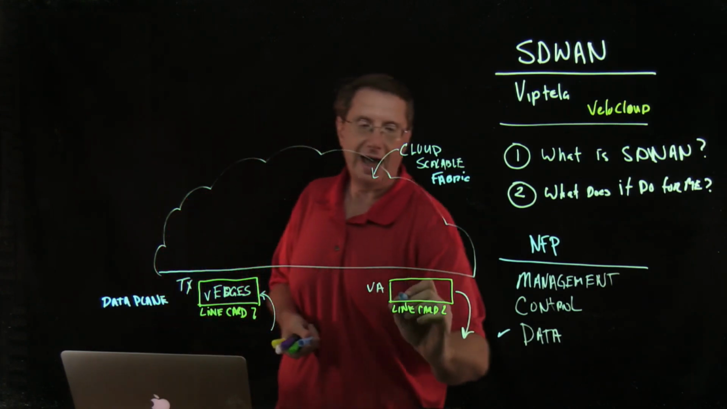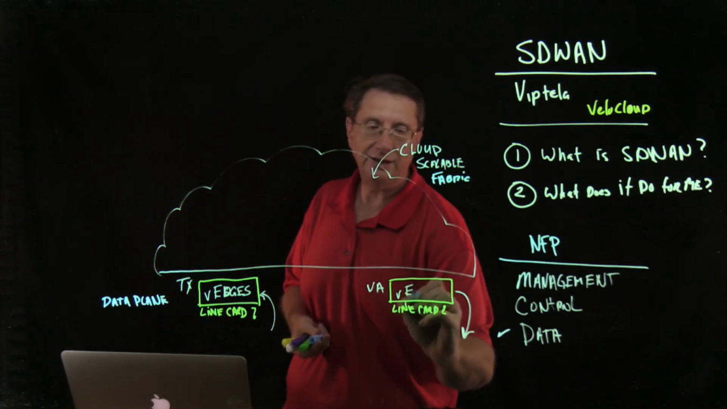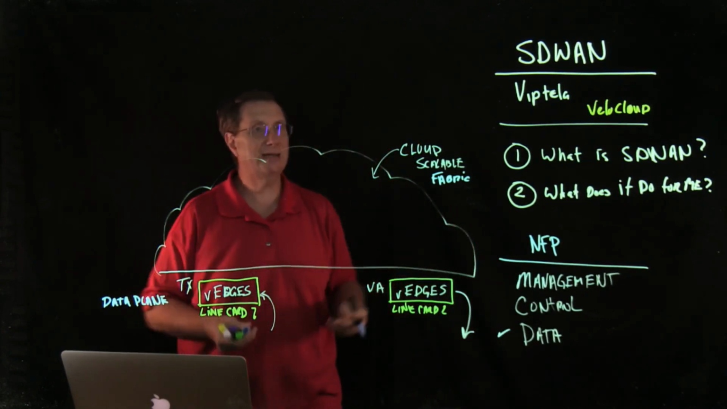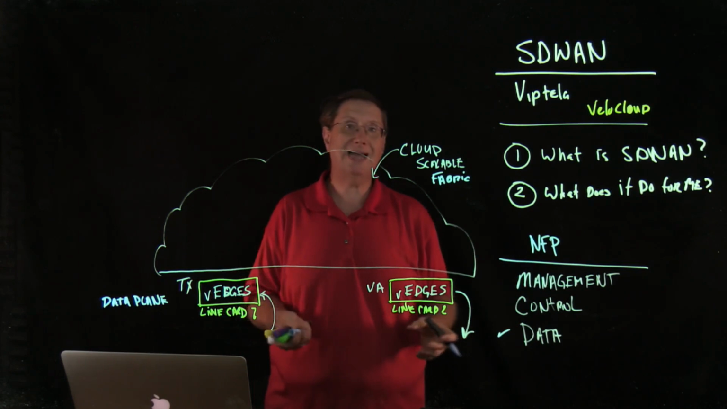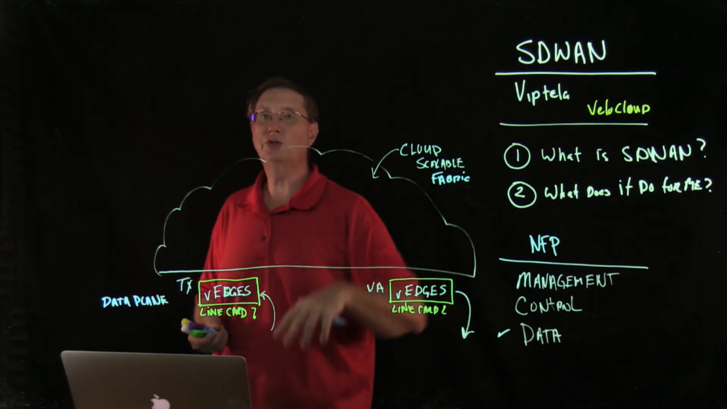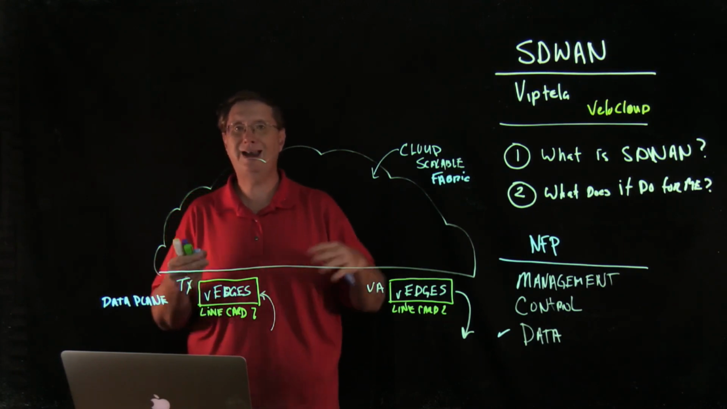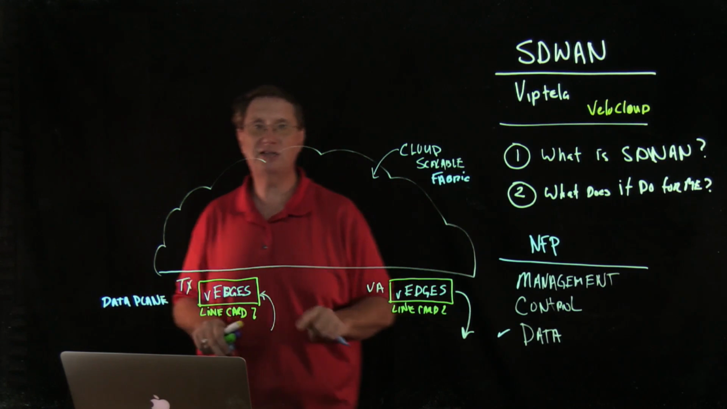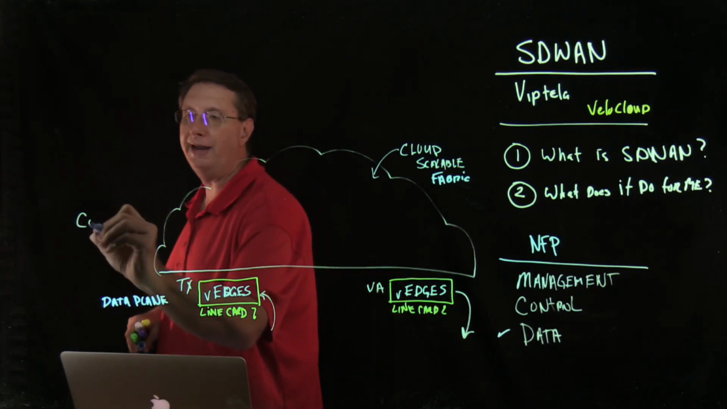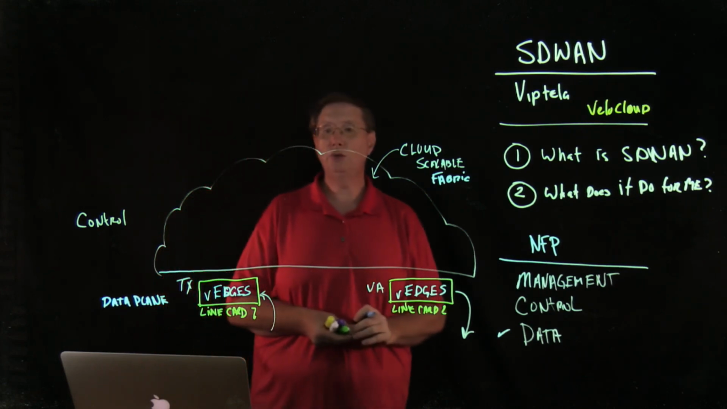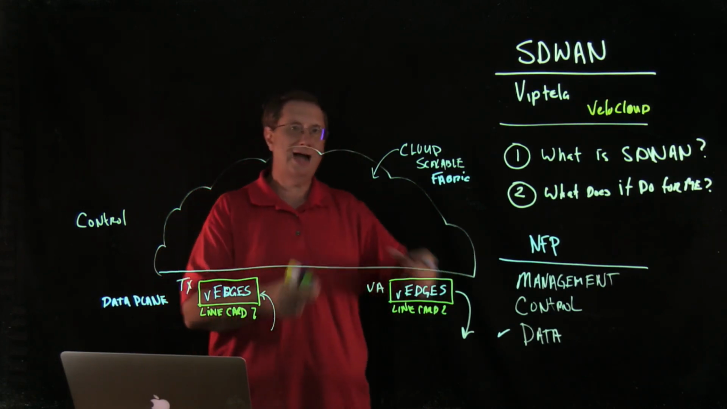And I'm going to have multiple vEdges in this deployment. Now, this is not meant to say that I can only have two. I can have as many as I need in my infrastructure, but ultimately, like I said, these resources need to be able to communicate with each other, and I can't send data from here to here without first having some type of control plane construct that's going to allow me to orchestrate that entire mechanism.